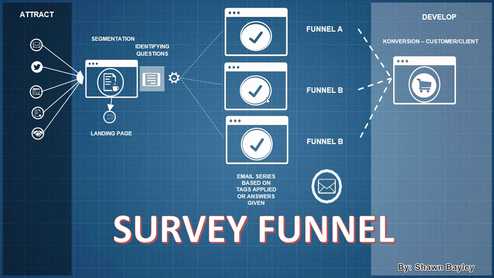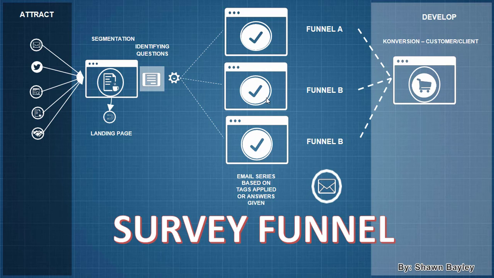As far as the attract, that's basically our traffic. We get our traffic to our survey page. Now on that landing page with the survey, that's where the magic happens. That's where we're going to have some segmentation. Based on what answers people put in to identifying questions, they're going to tell us what we need to know about these people. We can use those answers to direct them to the appropriate website, i.e. funnel, that we want them to go to, whether it's funnel A, B, or C, based on the answers they gave to those identifying questions.